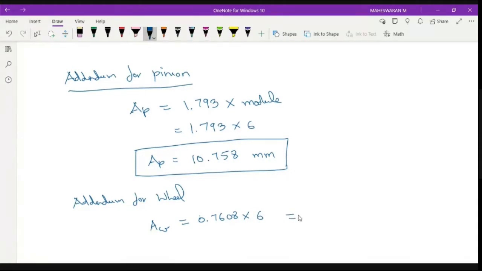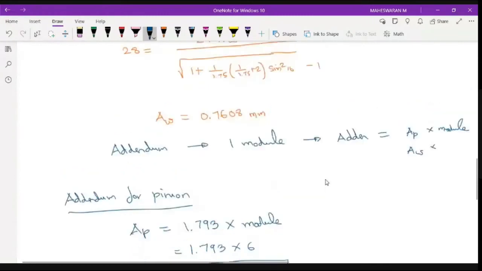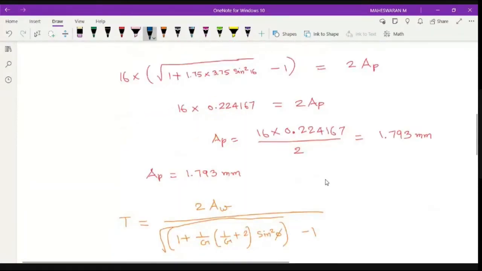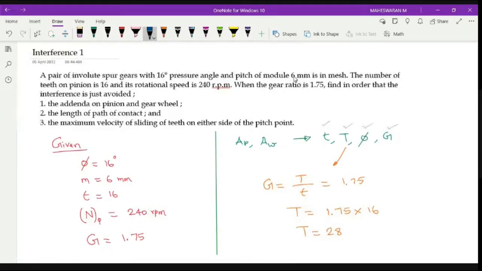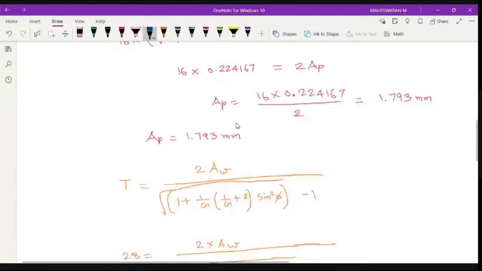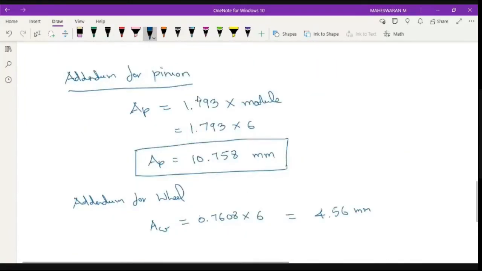Sir, can you explain one more time, is AP the addendum for one module? If you look at the formula, the formula is for the addendum for the wheel and pinion for one module. If the module is 1, this is what the formula gives. But if you look at the problem, your module is 6. So for one module this is your addendum, and for module 6 you have to multiply with 6. That's it. Understood, sir.